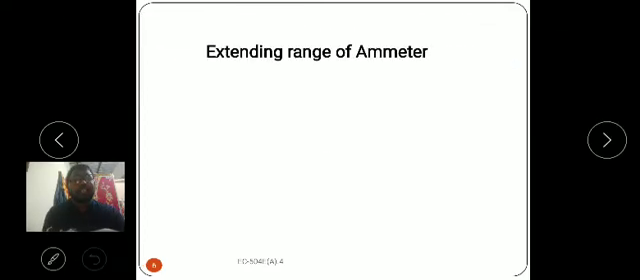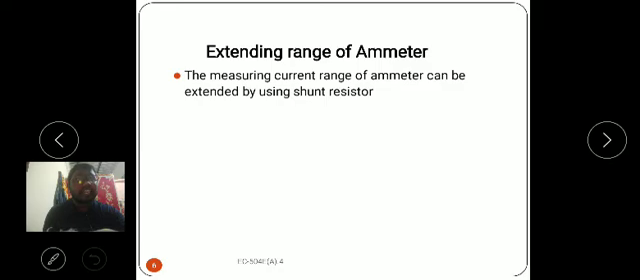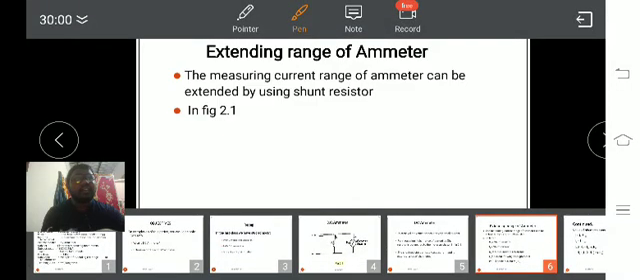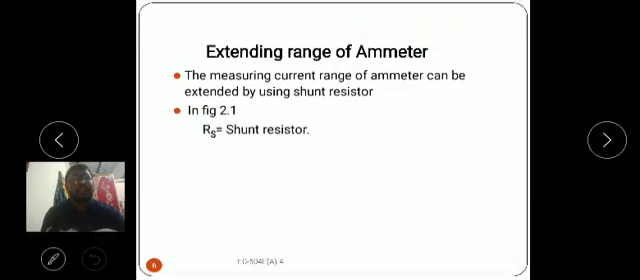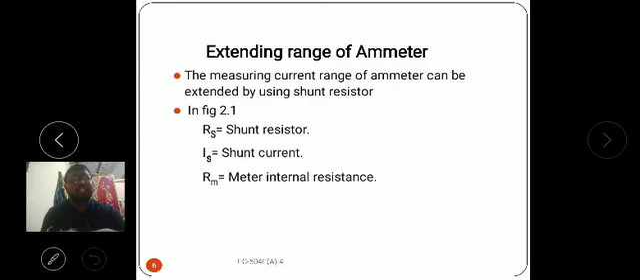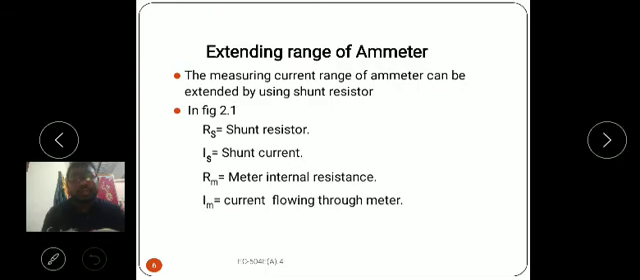Okay. Then, the extending range of the ammeter. The measuring current range of the ammeter can be extended by using the shunt resistor. Here we are using two different resistors. One is the shunt resistor, which is indicated as RS.